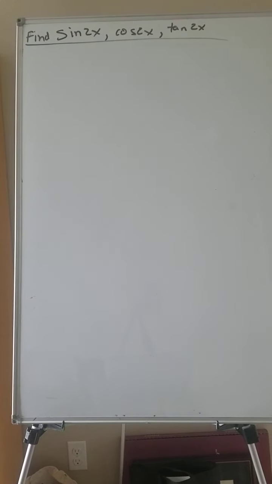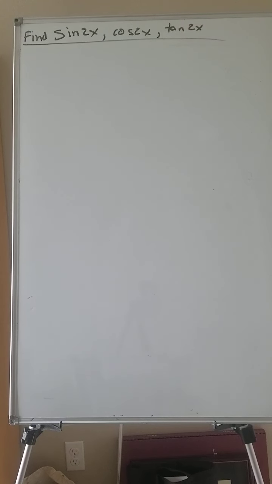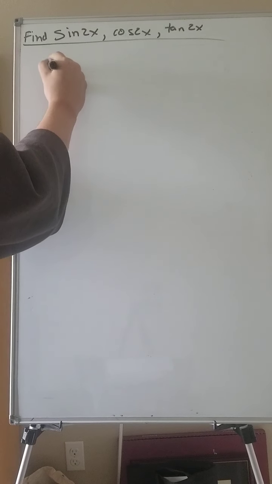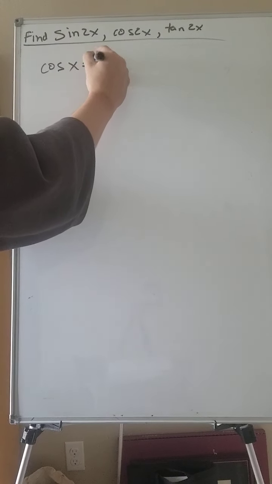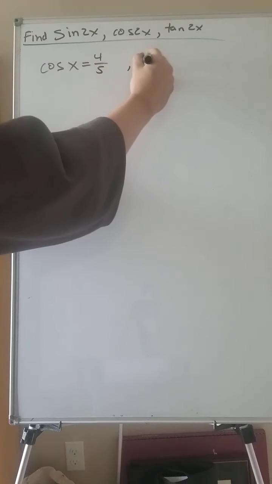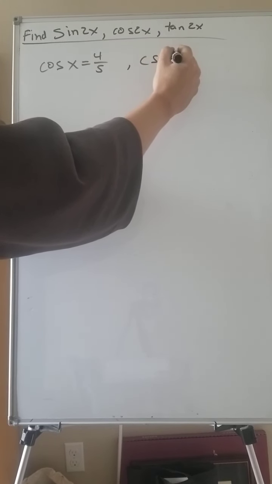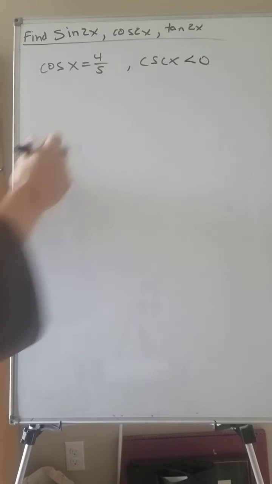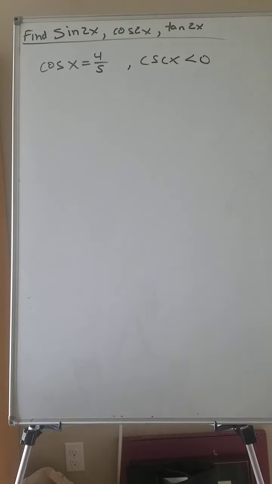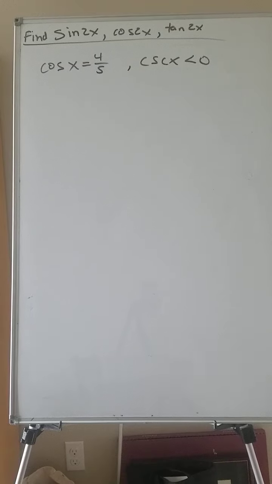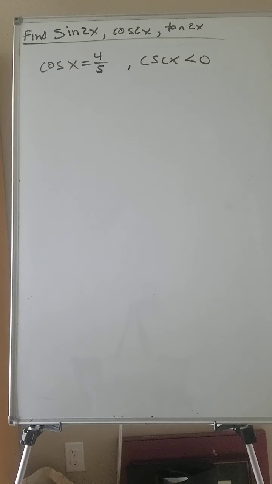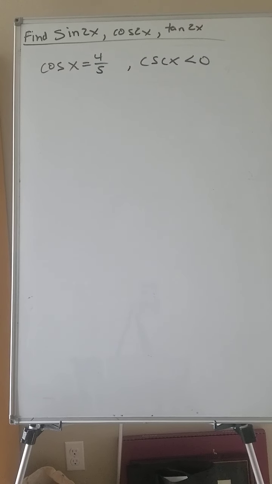Okay, this time they tell me that cosine of x is 4/5. So they tell me that cosine of x is equal to 4/5. And then they tell me that cosecant of x is less than 0. Okay, so I know this. Being less than 0 is the same thing as saying that cosecant is negative. And if cosecant is negative, that means sine is negative because they're reciprocals of each other.